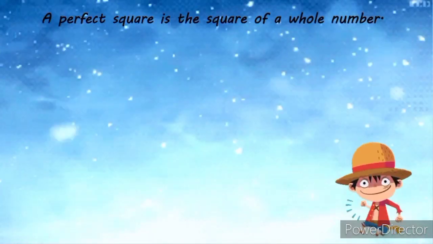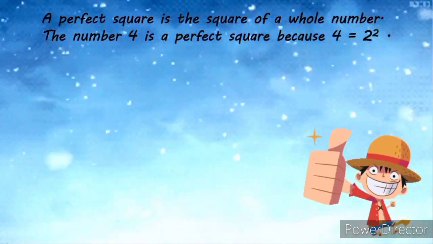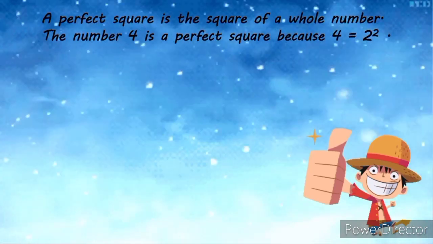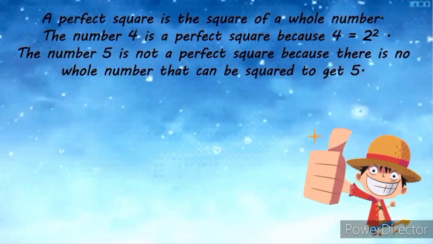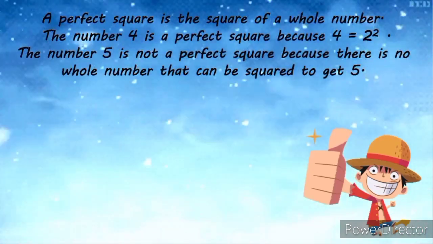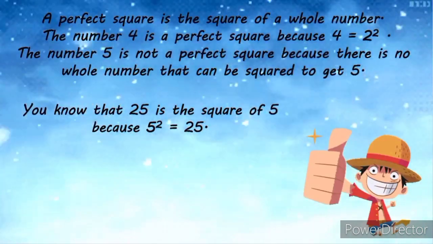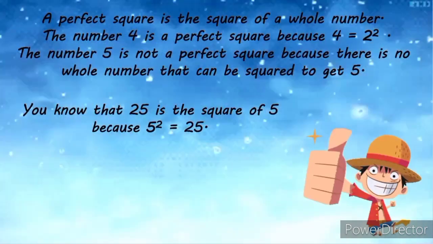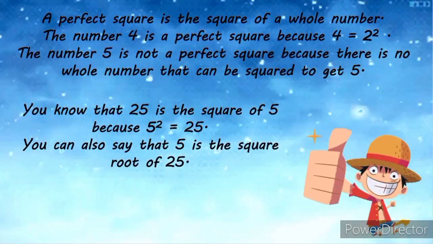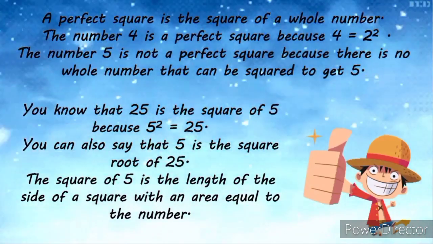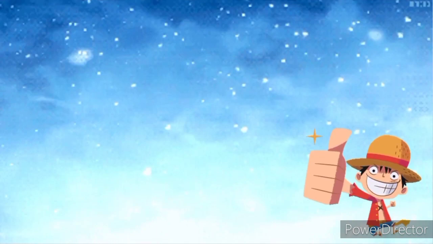A perfect square is the square of a whole number. The number 4 is a perfect square because 4 is equal to 2 squared. The number 5 is not a perfect square because there is no whole number that can be squared to get 5. You know that 25 is the square of 5 because 5 squared is equal to 25. You can also say that 5 is the square root of 25. The square root of a number is the length of the side of the square with an area equal to the number.